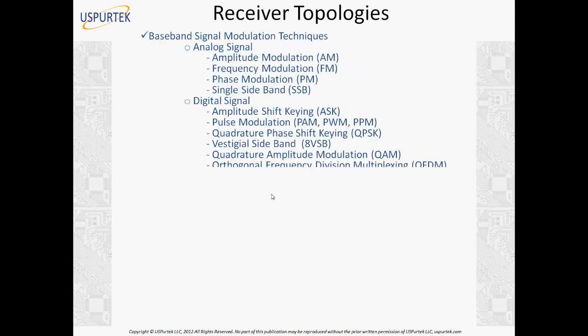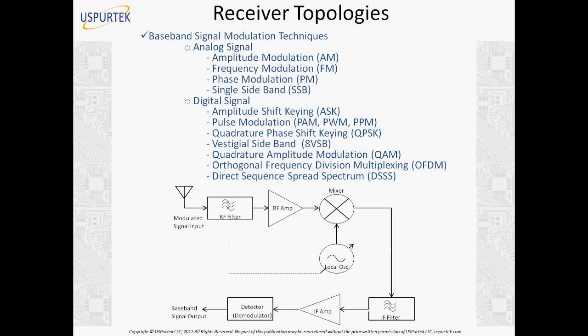Now before we move on, here is a list of different modulation techniques that have been used in the past. For analog signals, we have used amplitude modulation, AM, frequency modulation, FM, phase modulation, PM, or single sideband. Then for digital signals, which are more prevalent in cellular communications, these are the various modulation techniques: amplitude shift keying, ASK, which is a very basic one. Pulse modulation: pulse amplitude, pulse width, or pulse position. Quadrature phase shift keying, QPSK. Vestigial sideband, 8VSB. This is used in high definition TV, the digital TV transmission.